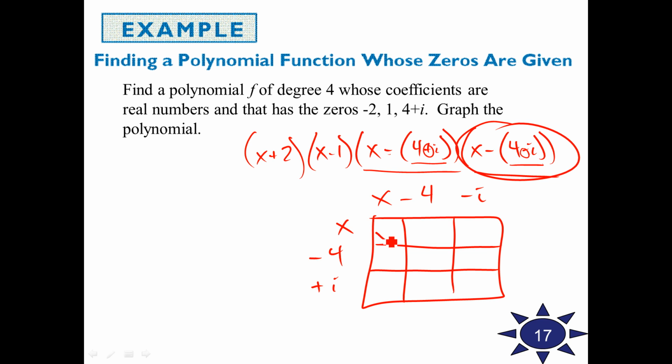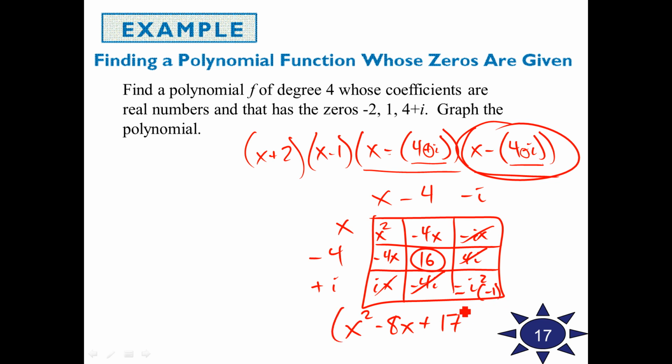And so we have in here, we have x squared, we have minus 4x, we have minus ix, we have minus 4x, we have 16, we have 4i, we have ix, we have minus 4i, and we have negative i squared. Now if you've done this right, every i should cancel out. Those cancel. ix minus ix canceled. So we've got x squared minus 8x plus 17. 16 here plus negative i squared is negative 1. So 16 plus 1 is 17. All right, so we have those here.